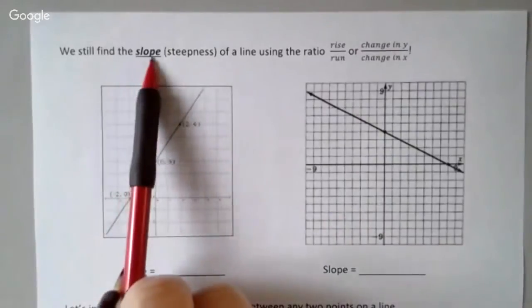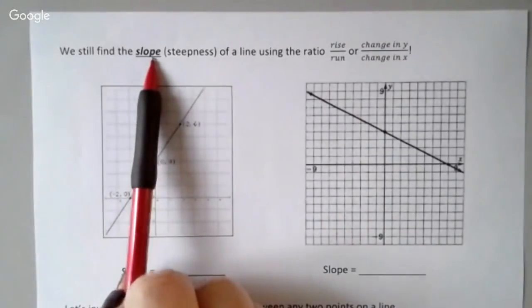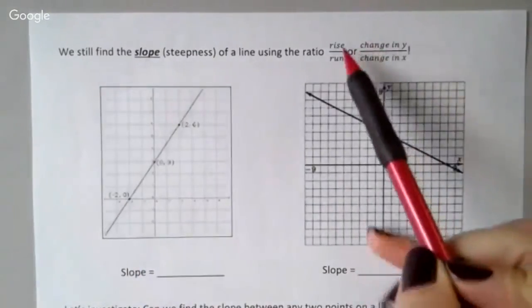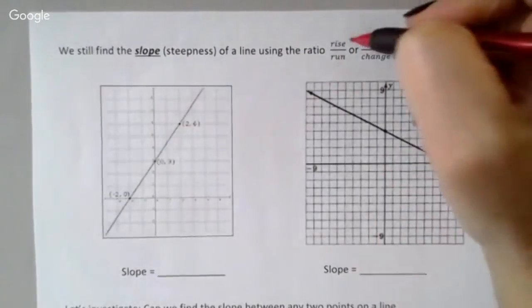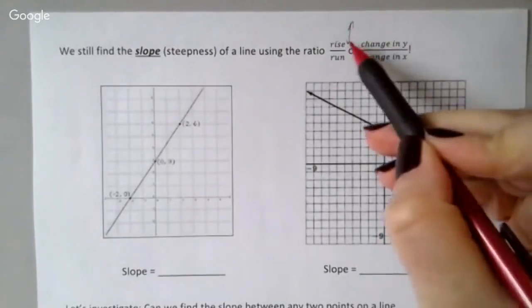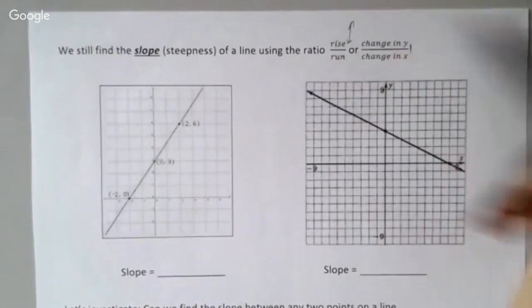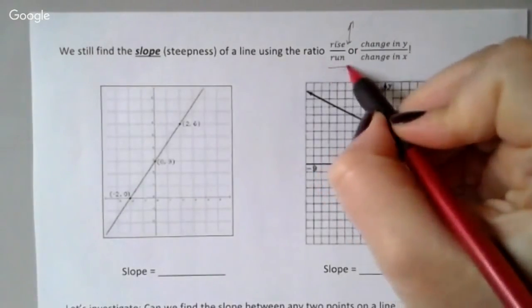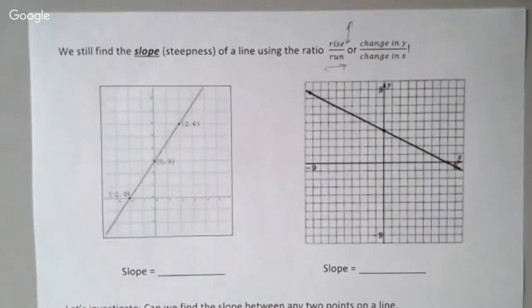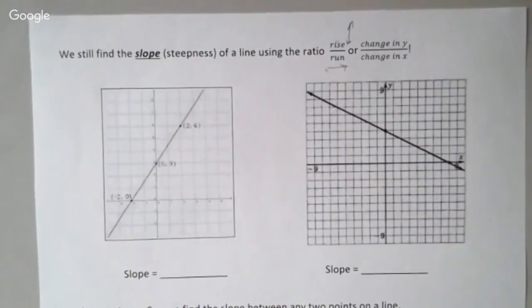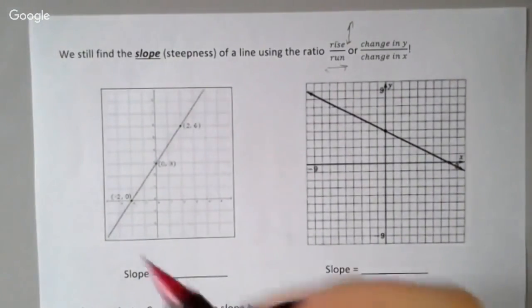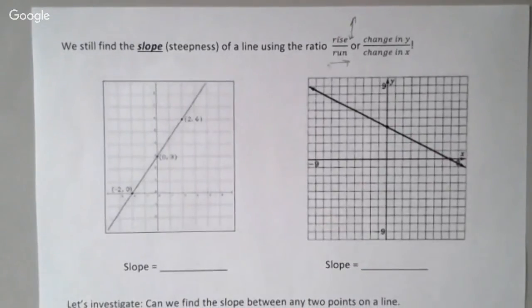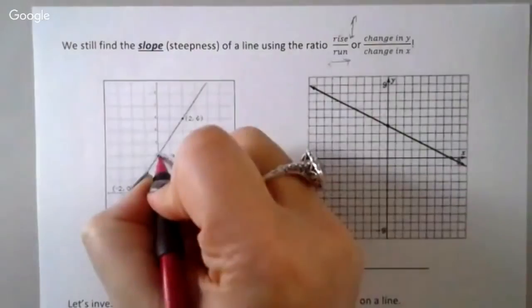Okay, so remember, we're still finding slope the same way we did before. It's measuring the steepness, and we're using rise over run. Remember, if you're rising or falling, that looks like the y-axis, so that's why it's a change in y. And then remember, if you're running left or right, so that's a change in the x. Okay, so we're still going the same way we were before.